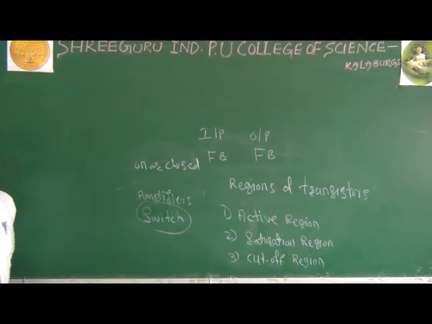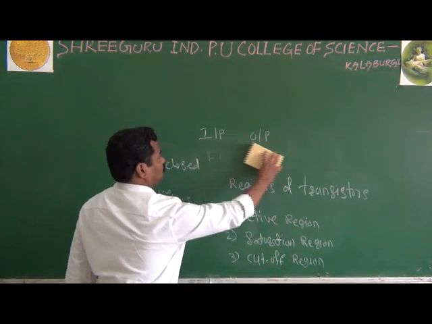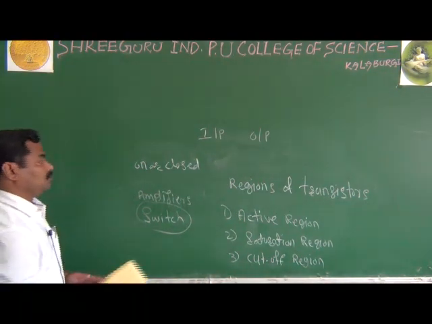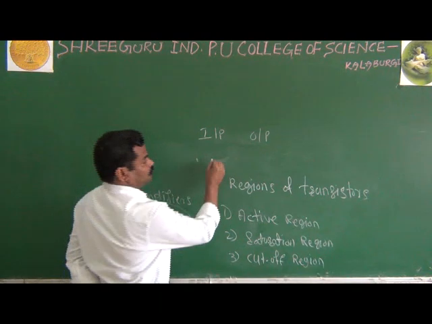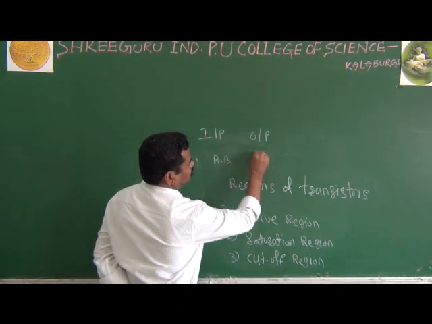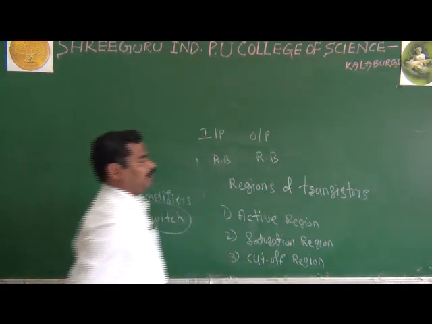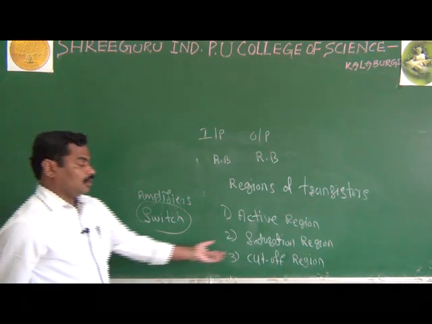On switch or closed switch. And another is, if your transistor is in the cutoff region, it is nothing but both input and output are in the reverse bias. The input as well as output are reverse biased. This condition is nothing but the cutoff region.